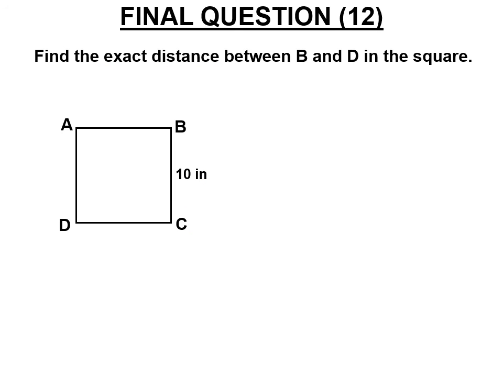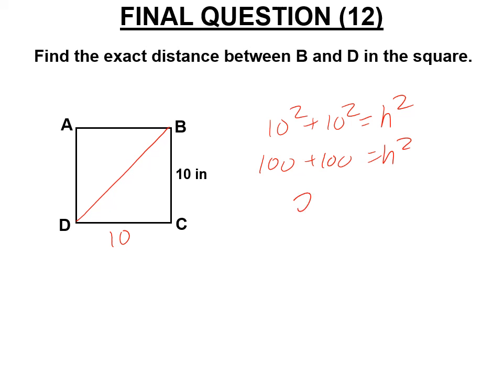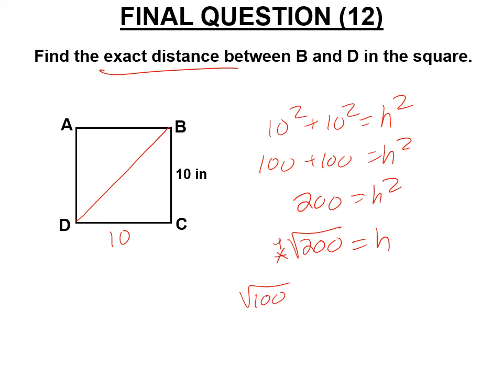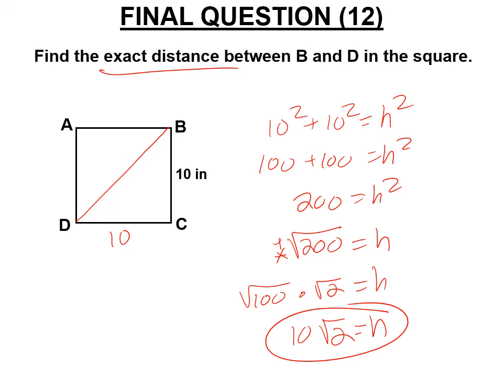Find the distance between B and D. So that's this distance, right? And this is a square, right? So what does that mean? It means this one's 10. It means they're all 10. So the two legs are both 10. And so we have 100 plus 100 equals h squared. 200 equals h squared. It says find the exact distance. So the exact distance here is the positive square root of 200, right? But square root of 200 can be simplified because it's the square root of 100 times the square root of 2. So the exact distance written correctly is 10 times the square root of 2, right? Because you have a perfect square factor in 200.